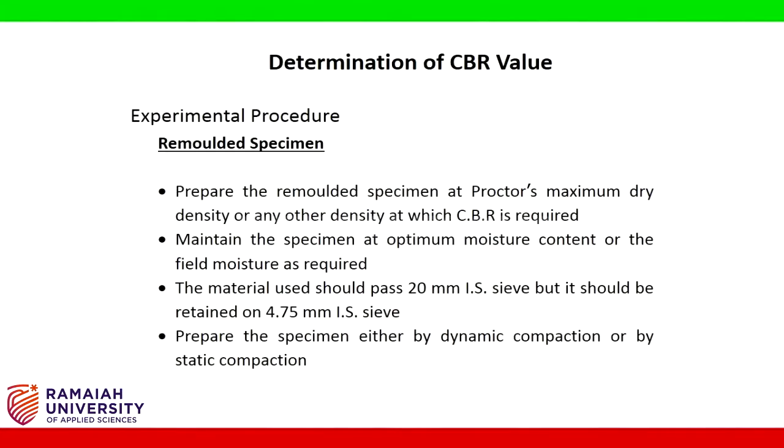For remolded specimen, prepare the remolded specimen at Proctor's maximum dry density or any other density at which CBR is required. Maintain the specimen at optimum moisture content or the field moisture as required. The material used should pass 20 mm IS sieve, but it should be retained on 4.75 mm IS sieve. Prepare the specimen either by dynamic compaction or by static compaction.